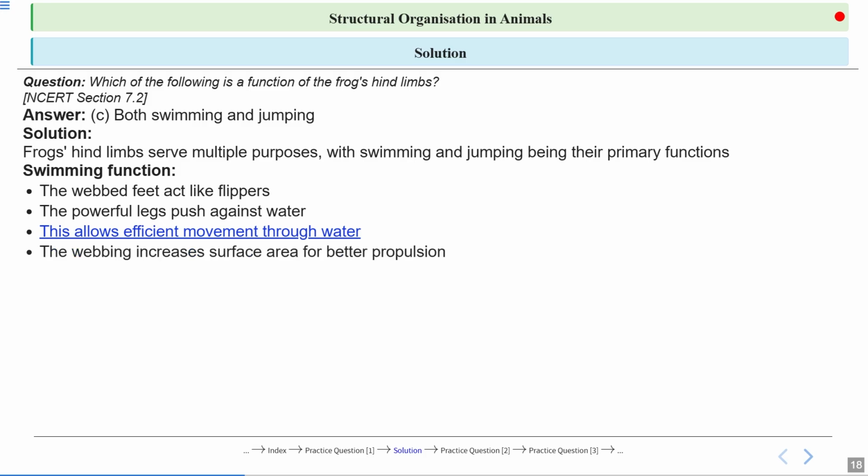The webbing increases the surface area for better propulsion. Okay, the webbed feet. If the feet are not webbed, then water can pass out in between the digits. So it will not produce a lot of pressure on the water. But if the feet are webbed, it produces a lot of pressure on the water and helps in the swimming process, making the body move in the forward direction.